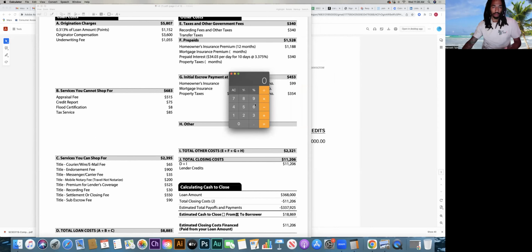So when we say loan fees are probably more around $3,500 or so, let's just look at it. If we have the underwriting fee, which is likely always going to be there in some way, shape, or form, plus this right here, $683, plus $2,395.